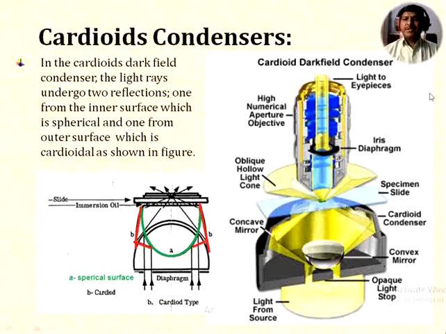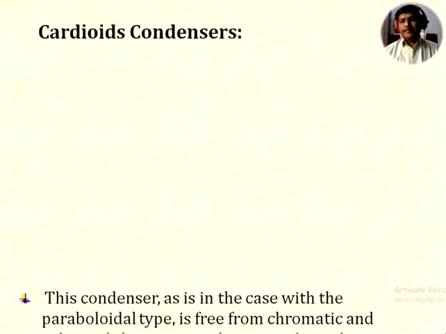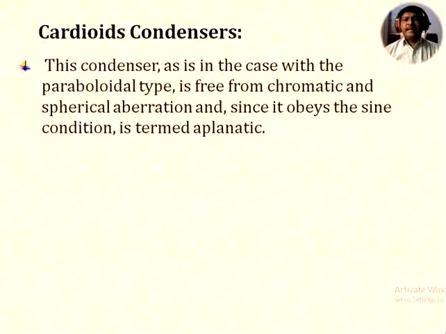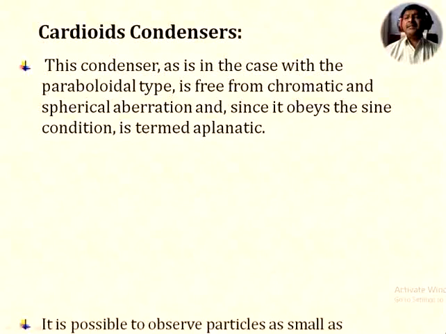So this is the Cardioid condenser. Now this condenser, as is the case with the paraboloid type, is free from chromatic and spherical aberrations, and since it obeys the sine condition, is termed aplanatic. Abbe's condenser is a chromatic condenser, and this is the aplanatic condenser.